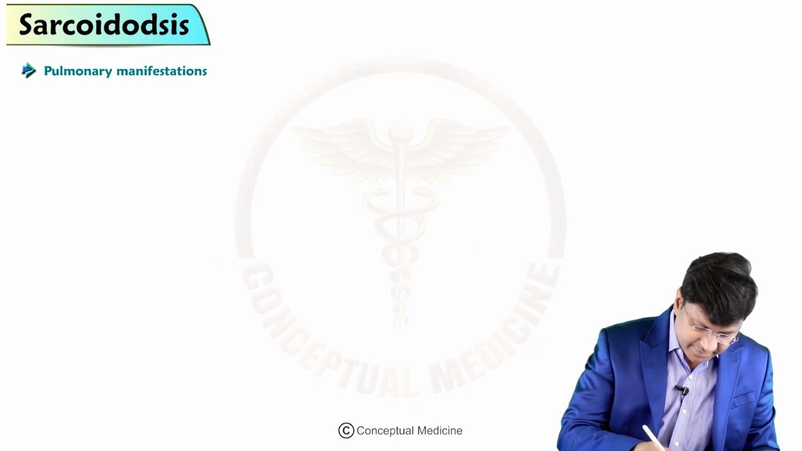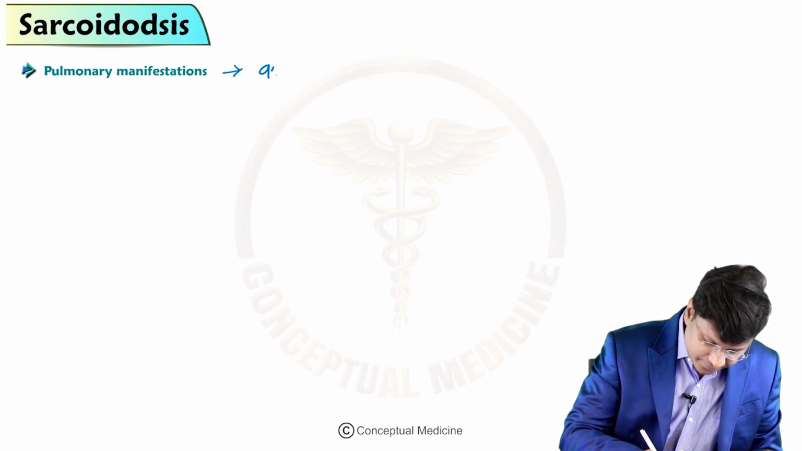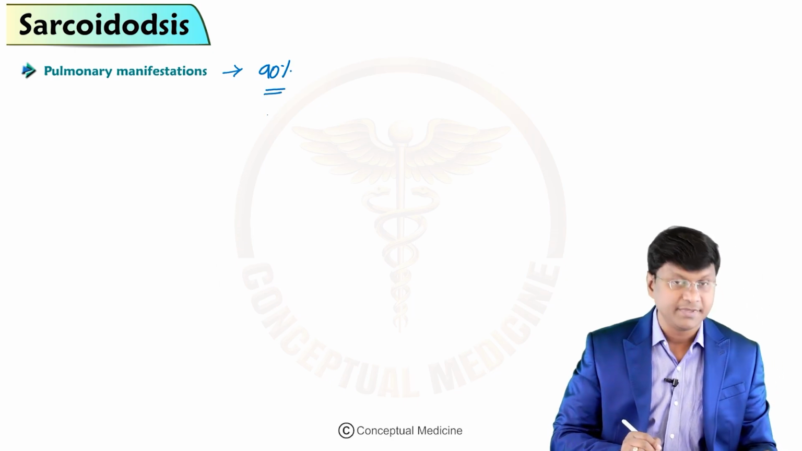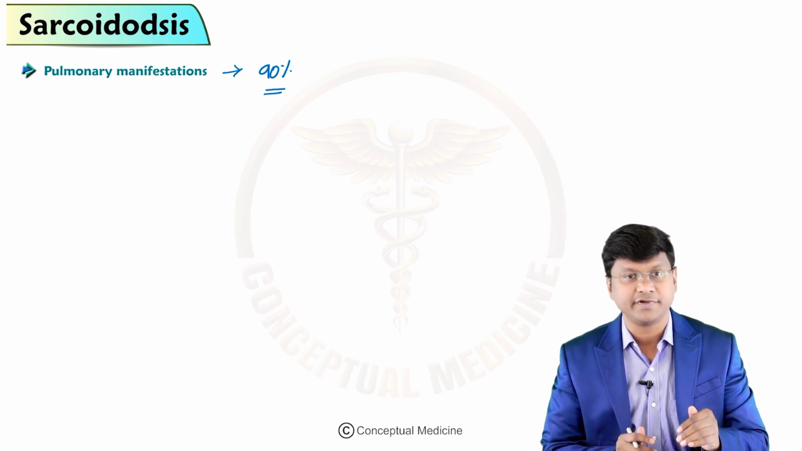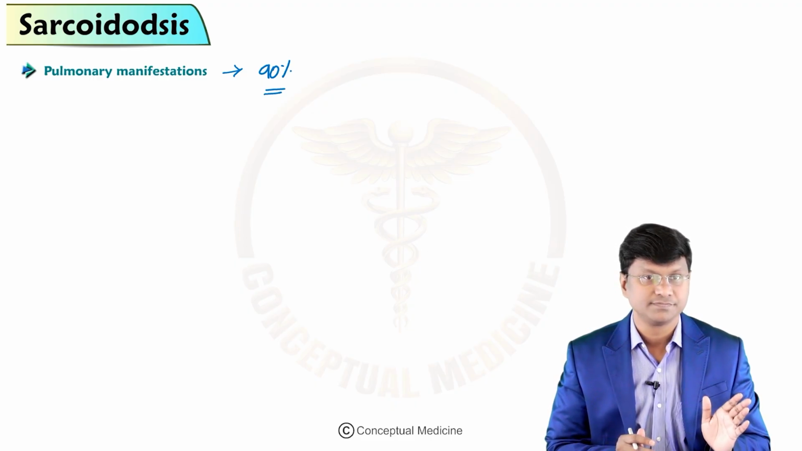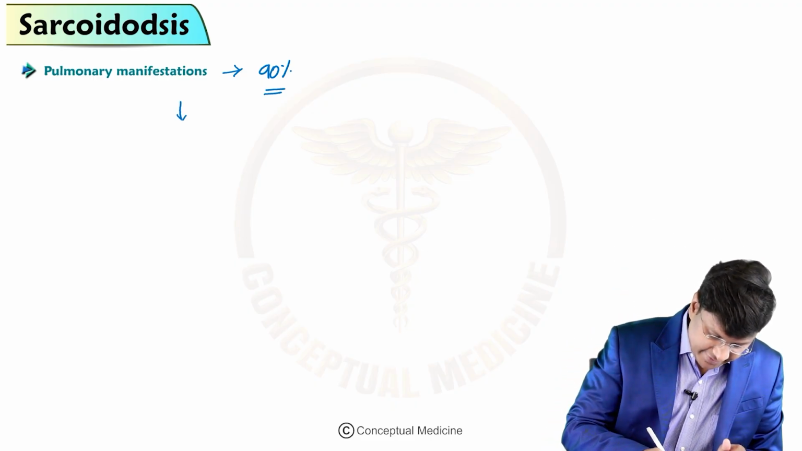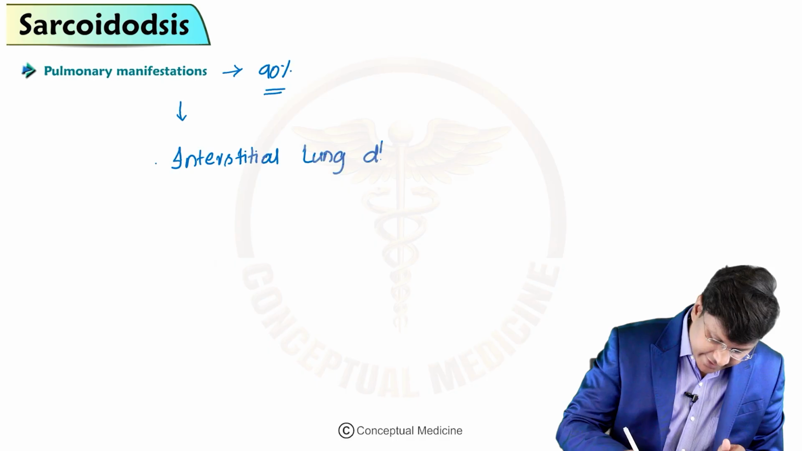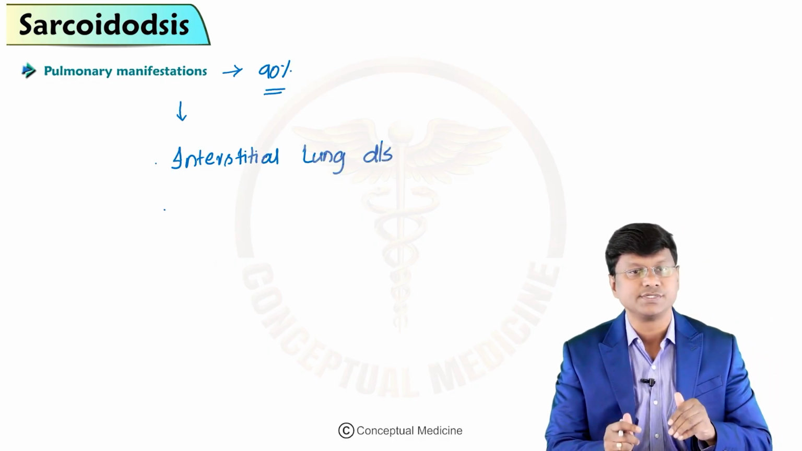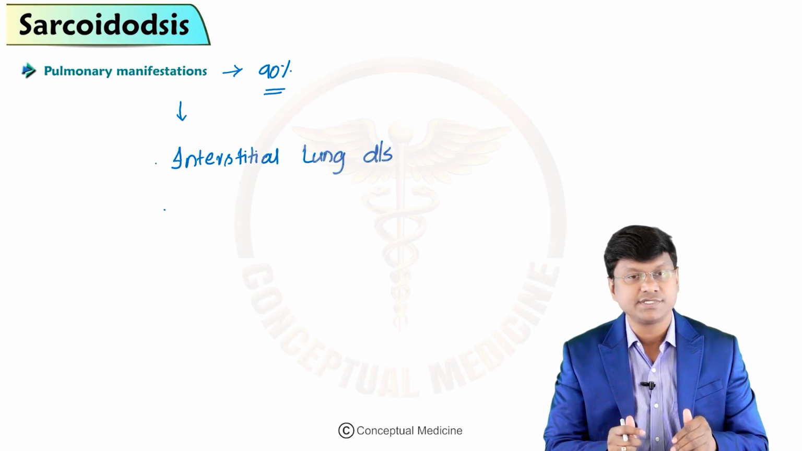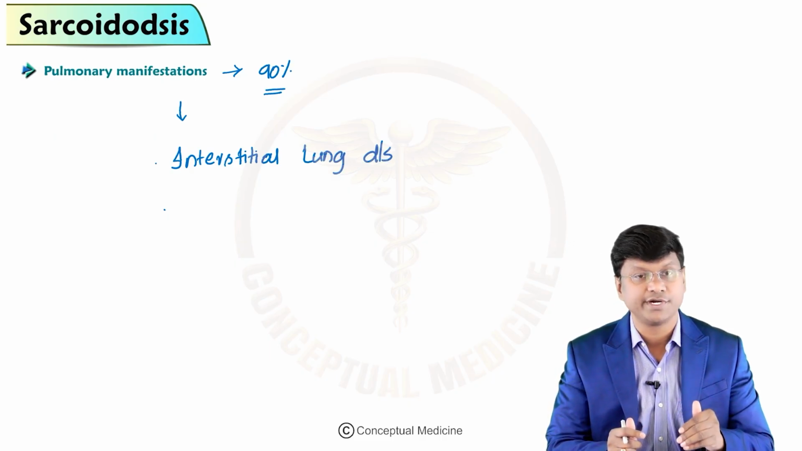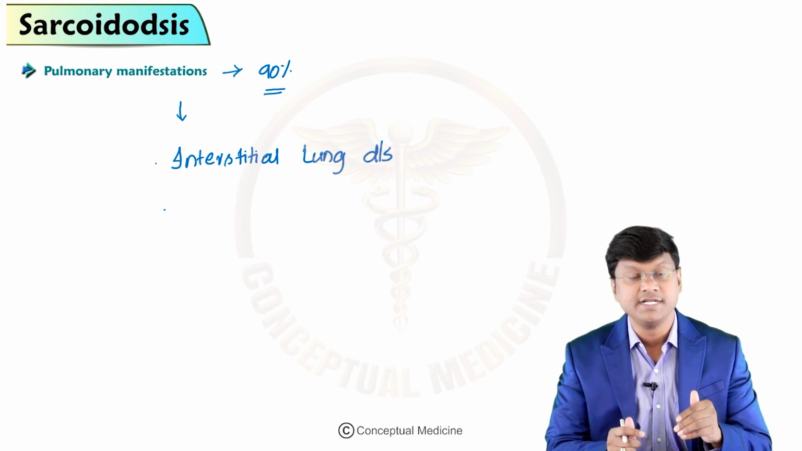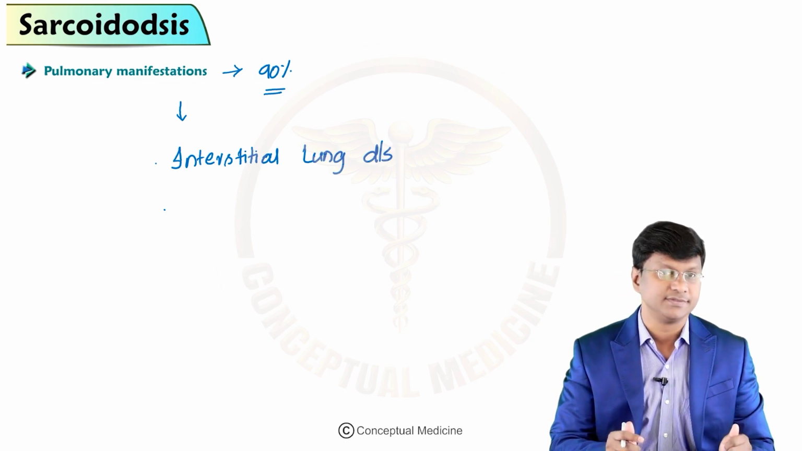Now, let me tell you what exactly the pulmonary manifestations are. Among all the organs affected in sarcoidosis, lung involvement accounts for about 90%. It is characterized by the presence of interstitial lung disease. Because of this interstitial lung disease, a pulmonary function test in patients with sarcoidosis will show a restrictive pattern.